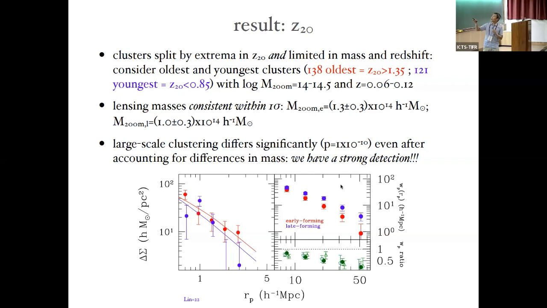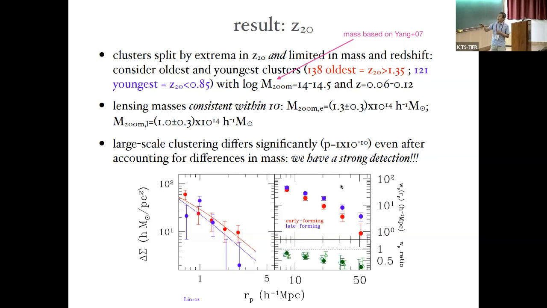So with 138 oldest and 121 youngest clusters with log mass between 14 and 14.5, which is based on the mass estimates from Yang's catalog, and redshift between 0.06 and 0.12, we found that the two samples, early and late forming samples, have masses consistent within 1 sigma. Please note that the early forming sample has slightly larger mass than the late forming one.